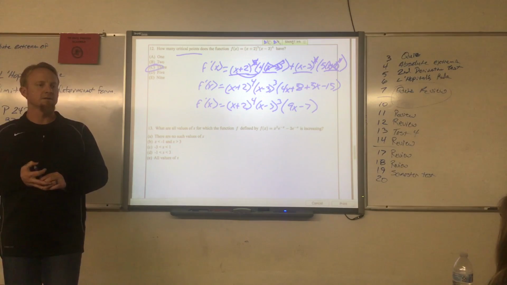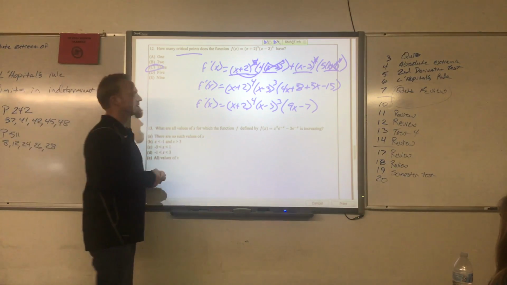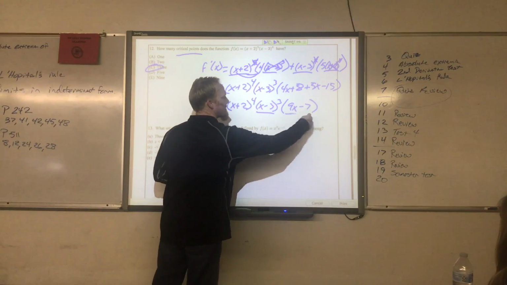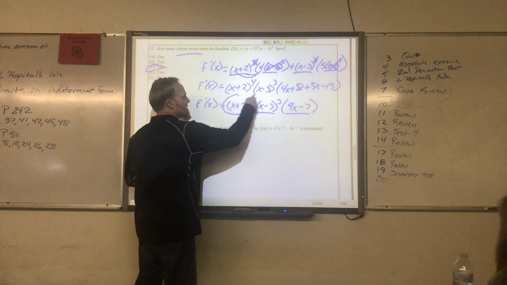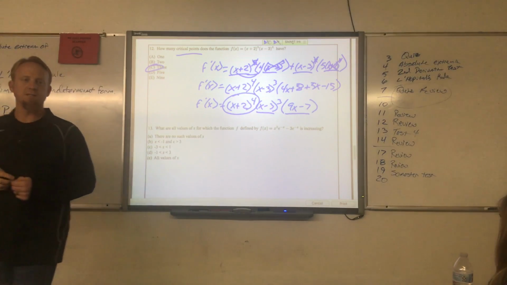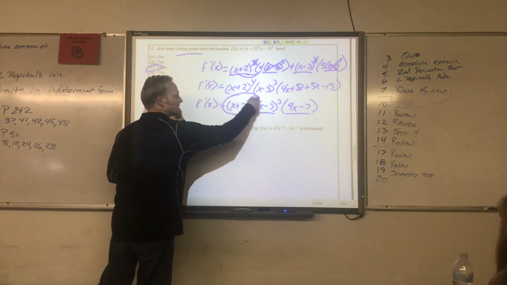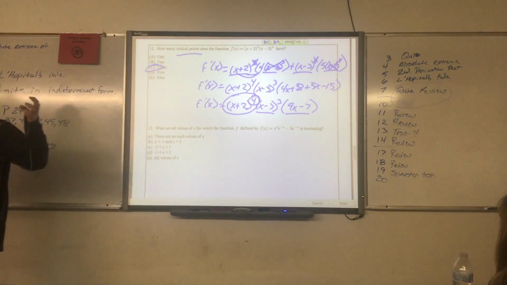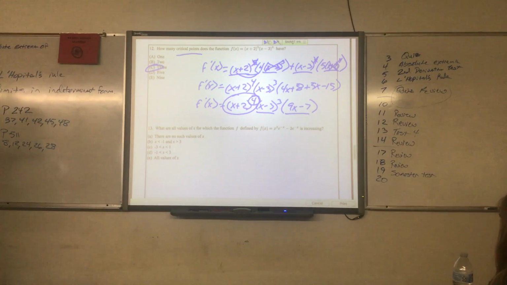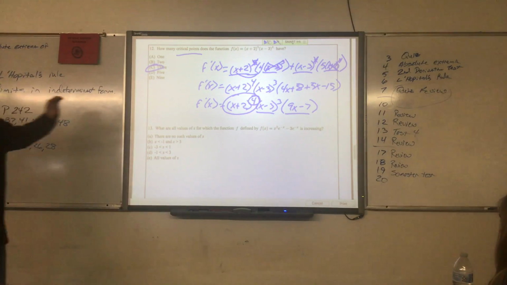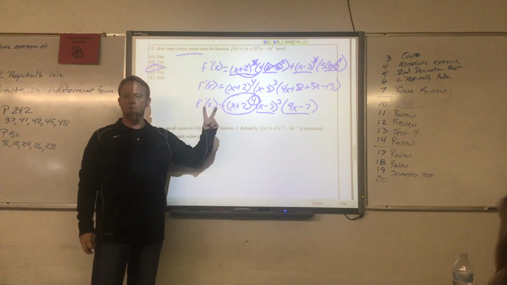Well, they changed sign. They don't change signs. It changed signs here, and it changed signs here, but that one does not change signs. Why does that one not change signs? It's got an even multiplicity. If you have something with an even multiplicity, it's not going to be an extremum because the signs aren't going to change. Okay? So I can look at this and automatically know there's going to be 2 extrema.